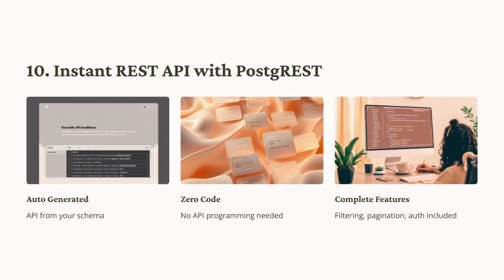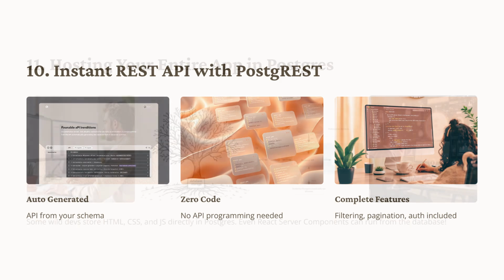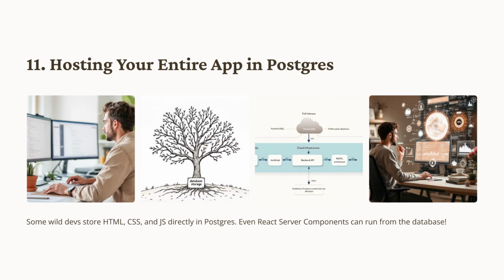Need an API but don't want to code it? PostgREST automatically generates a fully functional REST API from your Postgres schema, including filtering, pagination, and authentication. Just set it up and boom, your database is now an API. Some wild devs are storing HTML, CSS, and JS directly in Postgres and serving them as full-stack apps. People have even started experimenting with running React server components from Postgres, meaning your UI is in the database.